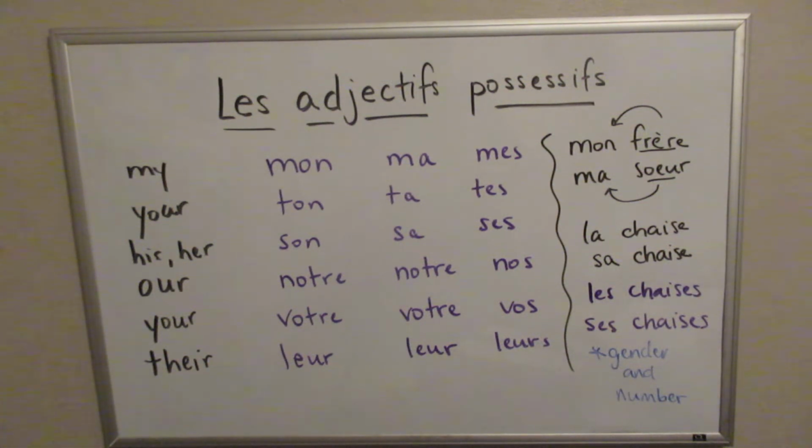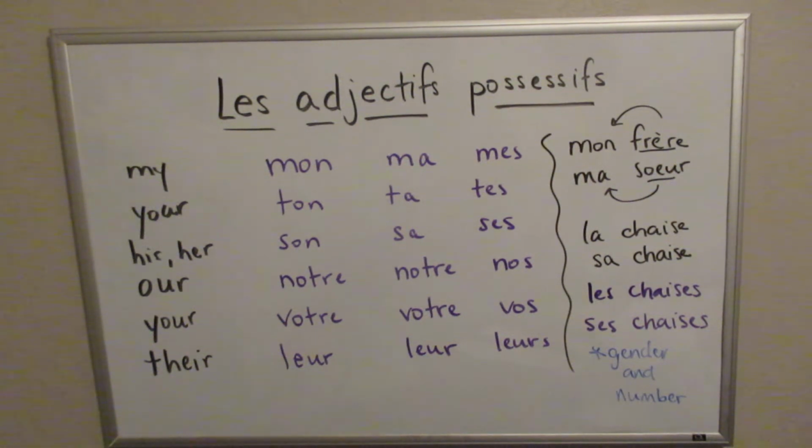Now the middle column here has ma, ta, sa, notre, votre, and leur. This is the feminine column. So if what I'm talking about is singular and feminine, then I'm going to use something from this column. And our final column is for plural. So we have mes, tes, ses, nos, vos, and leur. So I put a couple notes on the side.